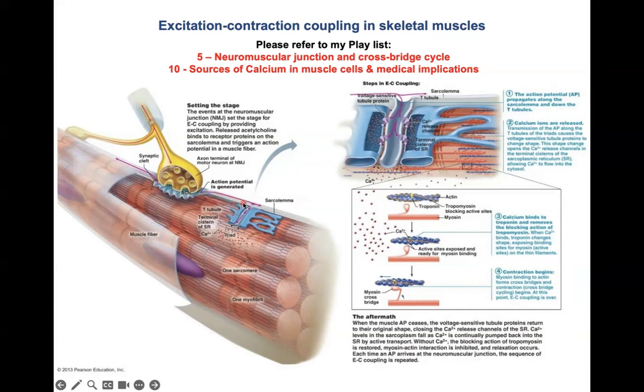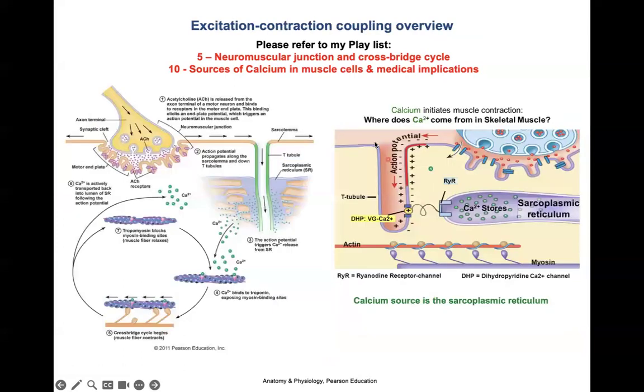So the action potential arrives here at the T-tubules, activates the L-type calcium channels, remember, in the plasma membrane. These channels are connected to ryanodine receptors in the sarcoplasmic reticulum. Opening of the ryanodine channels releases calcium from the sarcoplasmic reticulum, which kickstarts the cross-bridge cycle, remember. Here again, the videos 5 and 10 in my playlist.